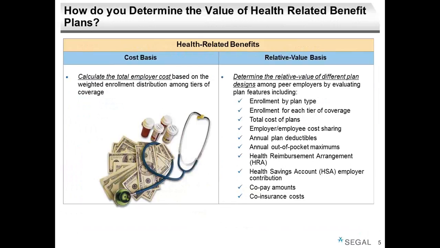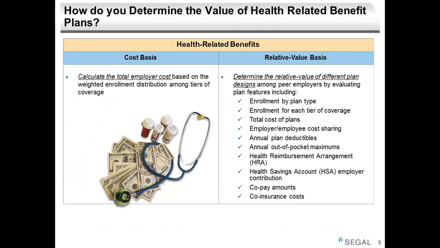So let's take a look at health benefits. So we'll do this for health and retirement. On the health benefits side, on the cost perspective, we're calculating the total employer cost, as I said, based upon the weighted enrollment distribution, not only among the tiers of coverage, but if an employer has multiple plans, exactly how those employees are enrolled or select the various plans, whether they be an HMO, a PPO, a high deductible health plan, and so forth. On the relative value basis, we're still looking at the selection patterns of employees among the plans and the tiers of coverage.